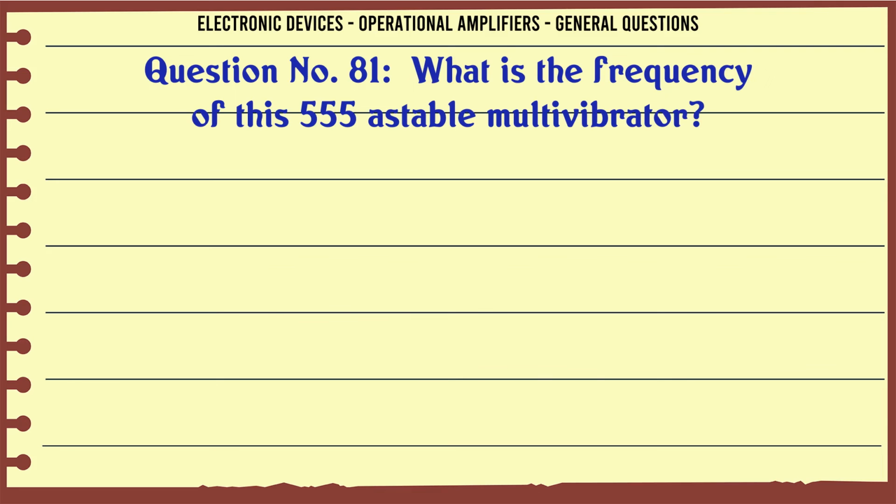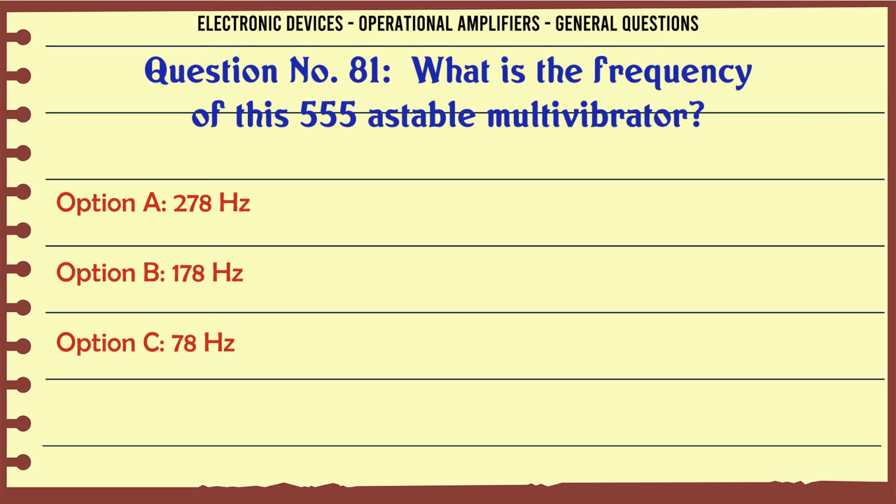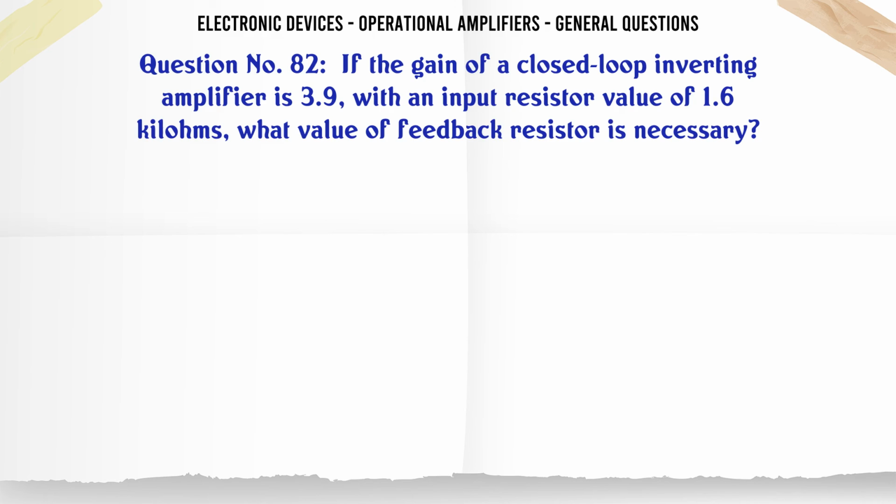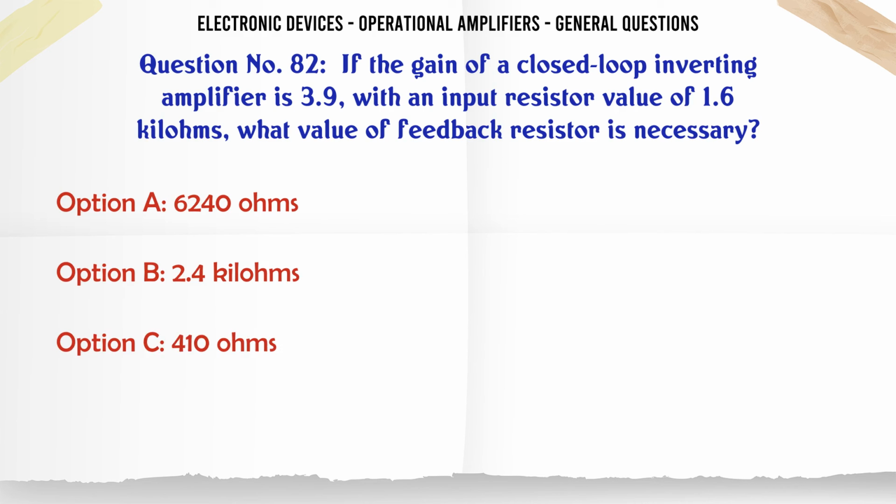What is the frequency of this 555 astable multivibrator? A. 278 Hz, B. 178 Hz, C. 78 Hz, D. 8 Hz. The correct answer is 178 Hz.